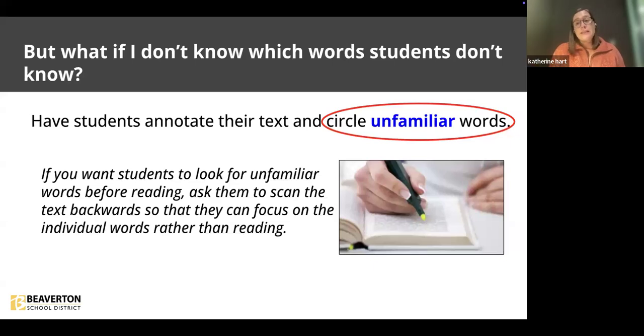And you might need to set a goal. I need everybody to find 5, right? If you have looked at that text and you know that there are unfamiliar words to students in there, make sure that you say, I want everybody to find 5, and that will give you a good list of what students do and don't know, right? If you don't set a goal for them, sometimes they'll just say, I know all these words.